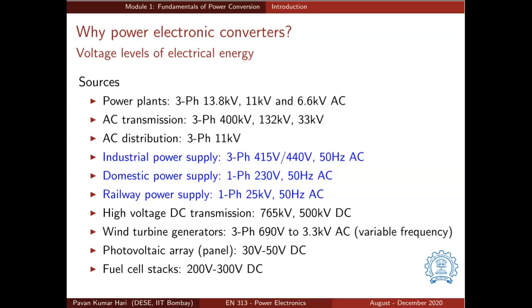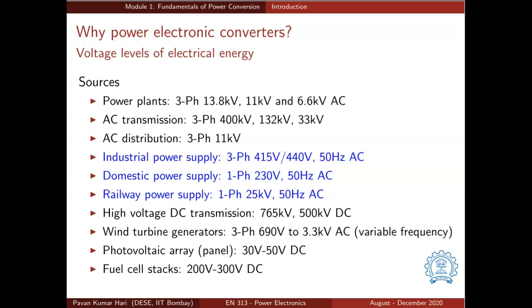What do we understand from these examples? We understand that there is a lot of dissimilarity among the sources and the loads in terms of voltage levels. Therefore, we need an equipment which serves as an interface between the sources and the loads, and that interfacing is accomplished by power electronic converters. In other words, we need power electronic converters to facilitate the flow of electrical energy from one voltage or current or frequency level to the other. The process of energy flow in a power converter is referred to as power conversion.